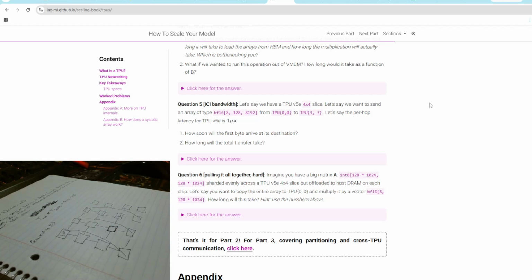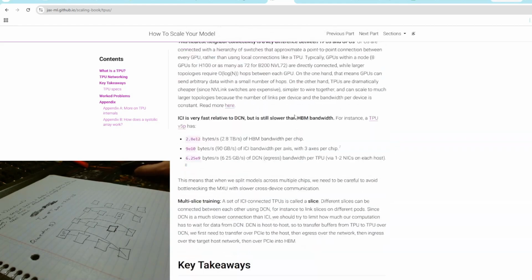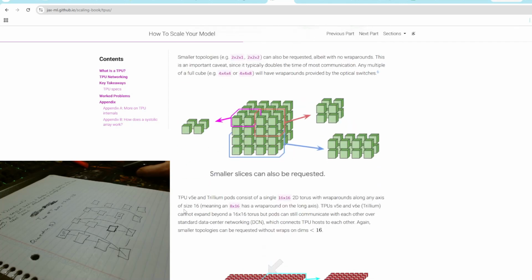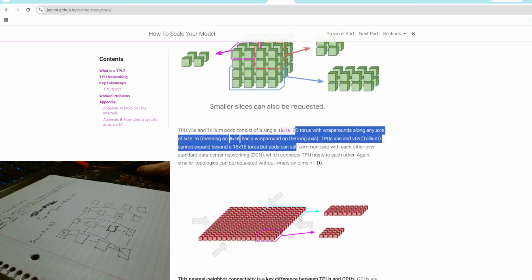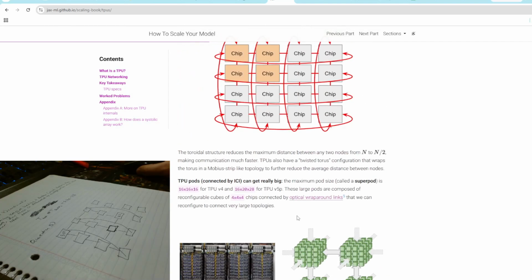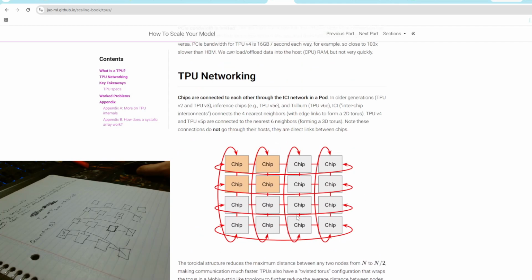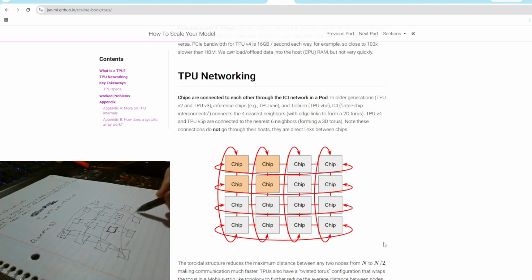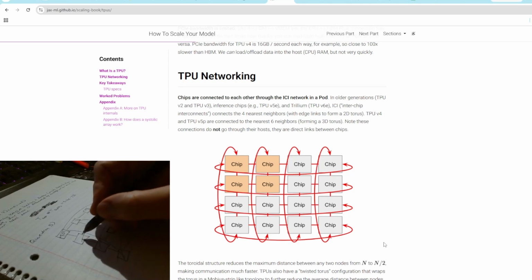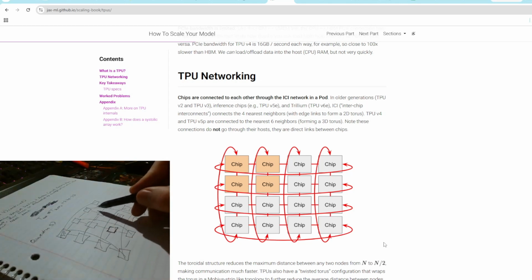Or is there a different connection based on what type of TPU it is? I wonder if there's something about the TPU v5e along any axis of size 16. No, I don't think that's really relevant. And then also these are connected, but who cares? It doesn't matter. We still need to traverse 1, 2, 3, 4 chips.